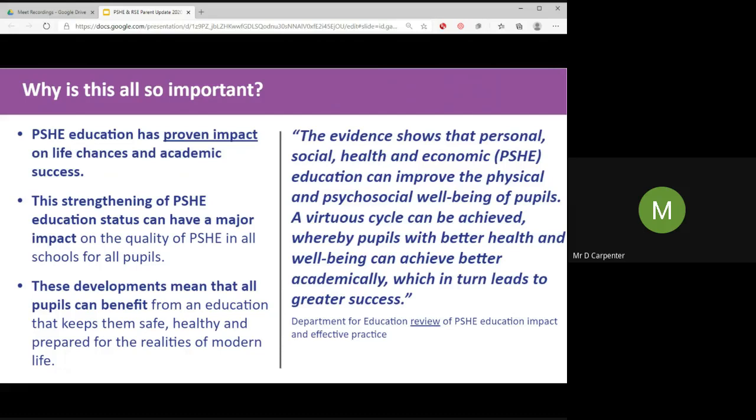These developments mean that all pupils can benefit from an education that keeps them safe, healthy, and prepared for the realities of modern life. And a review that the Department for Education carried out states that the evidence shows that personal, social, health and economic education can improve the physical and psychological well-being of pupils. A virtuous cycle can be achieved whereby pupils with better health and well-being can achieve better academically, which in turn leads to greater success.